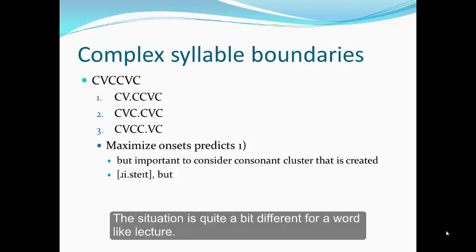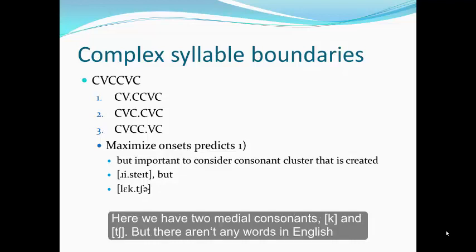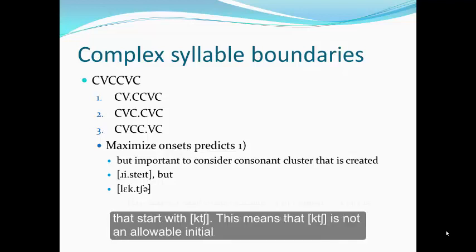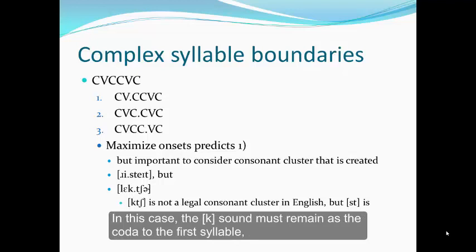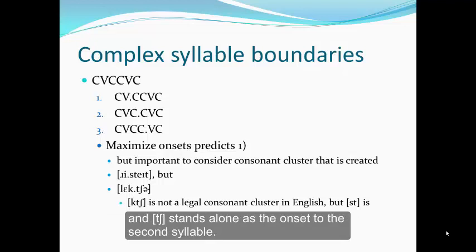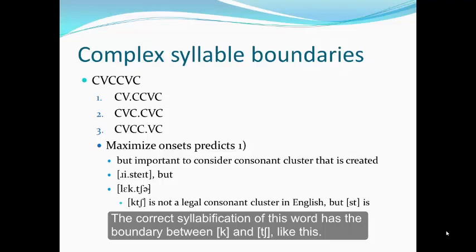The situation is quite a bit different for a word like lecture. Here we have two medial consonants, k and ch, but there aren't any words in English that start with kch. This means that kch is not an allowable initial consonant cluster in English. So if maximizing the onset of a syllable results in creating an illegal consonant cluster, then you can't syllabify your word that way. In this case, the k sound must remain as the coda to the first syllable, and ch stands alone as the onset to the second syllable. The correct syllabification of this word has the boundary between k and ch, like this.